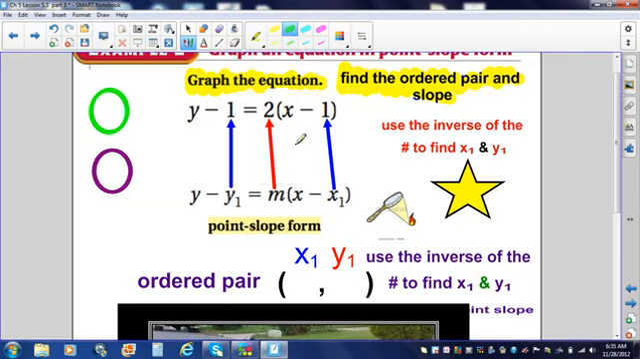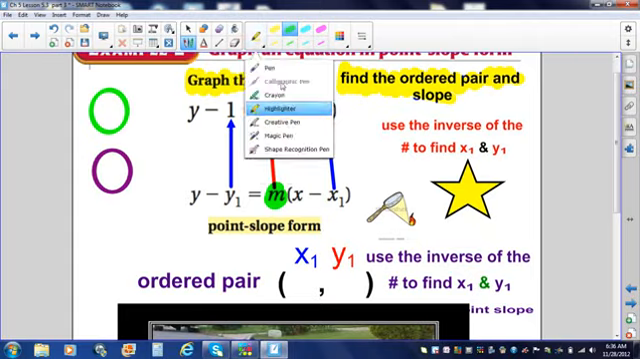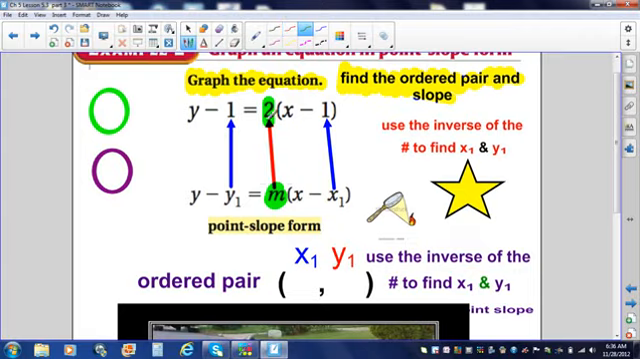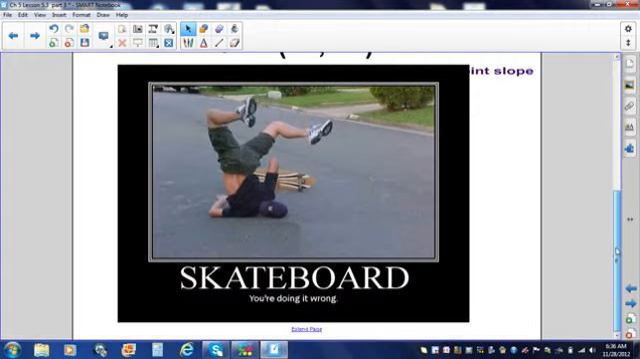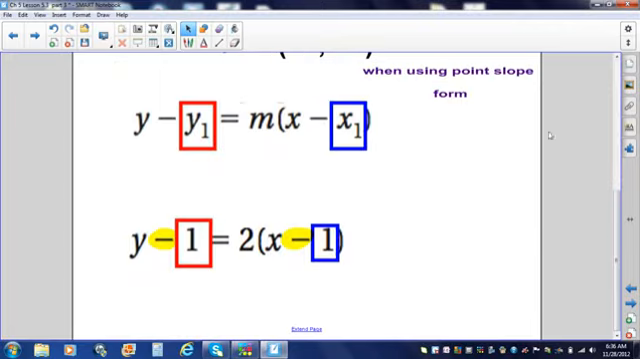Well, slope should be easy because in math, m stands for slope. So we know that the slope of this line is going to be 2. Now we have to find the ordered pair, and you have to be very careful because if you don't do it just right, you are going to end up wrong. So pay close attention. This can be a little tricky.